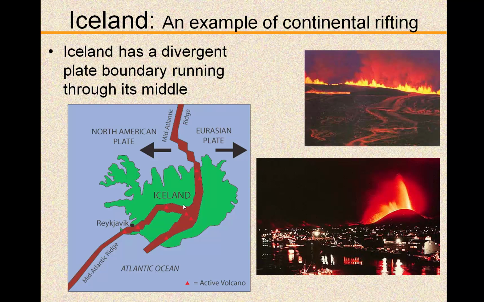Iceland's a really good example of continental rifting, where we actually have a landmass that's being pulled apart. There's lots of normal faulting going on here, lots of mafic rock, but the molten rock tends to come up out of these volcanoes very frequently. They open up fissure flows, which are big cracks in the ground, and molten rock comes out.